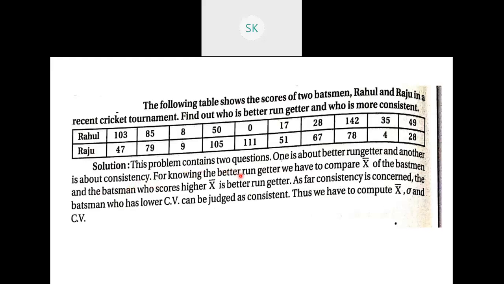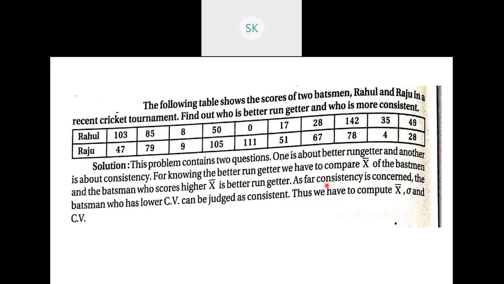For knowing the better run getter, we have to compare X bar of the batsman, and the batsman who scores higher X bar is the better run getter. So for the first question, that is who is the better run getter, we have to compare the X bar, or the mean. Whoever has the highest mean will be the better run getter.